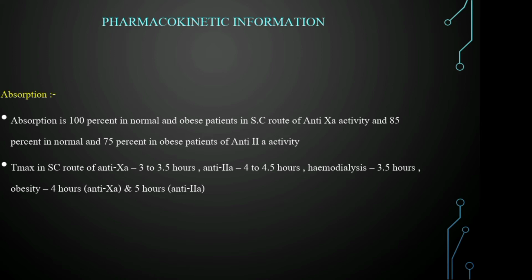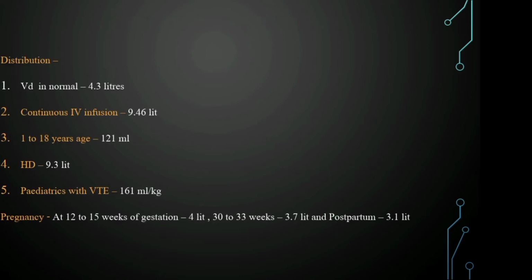So regarding this enoxaparin drug, when it is given by the subcutaneous route, the anti-10A activity Tmax will be 3 to 3.5 hours. Anti-2A, 4 to 4.5 hours. And in hemodialysis patients, 3.5 hours. And in obese patients, the anti-10A factor activity Tmax will be 4 hours, and the anti-2A factor activity Tmax will be 5 hours. So these are the absorption parameters.